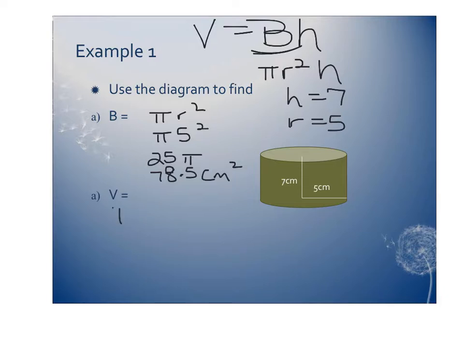So again, for volume, it's B times H, and again, it's pi r squared times height. I've already done the area of the base, which was 78.5, or 25 pi. And now I'm going to multiply it by the height, which is 7. So if I'm leaving it in terms of pi, how much money is 7 quarters?